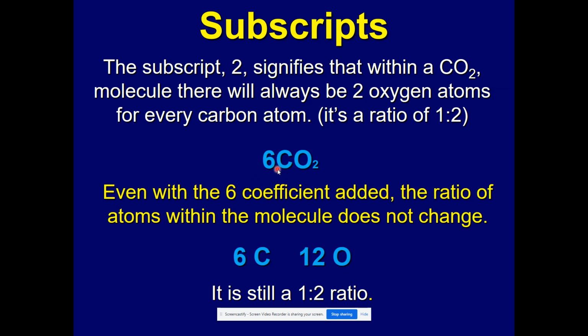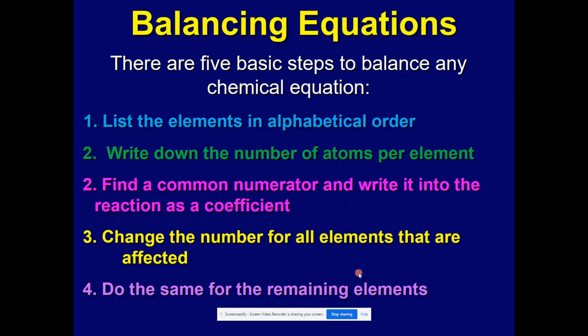When we add a coefficient, we're not changing the ratio within a molecule itself. There is still a 2-to-1 ratio between the oxygen and the carbon, although now there are 6 carbons and 12 oxygens when that 6 is up there. But that's still a 1-to-2 ratio, for 12 divided by 6 is still 2. So it's 1-to-2.